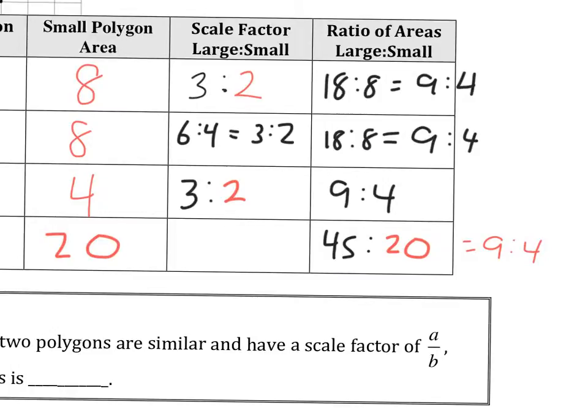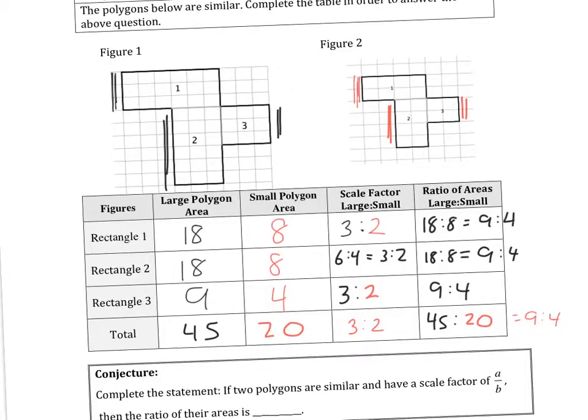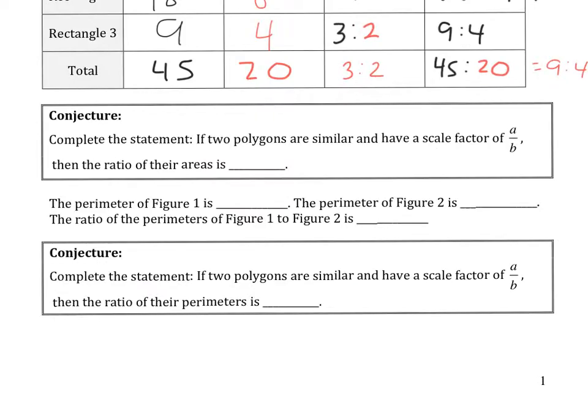The scale factor of the entire shape to the entire shape does not matter how we count it. All I do is choose one side that corresponds to another one. The top corresponds to the top here, the side one here corresponds to the side there. No matter which sides I choose, I'm going to get 3 to 2. So let's see about a pattern here: 3 to 2, 3 to 2, 9 to 4, 9 to 4, 3 to 2, 9 to 4, 3 to 2, 9 to 4.